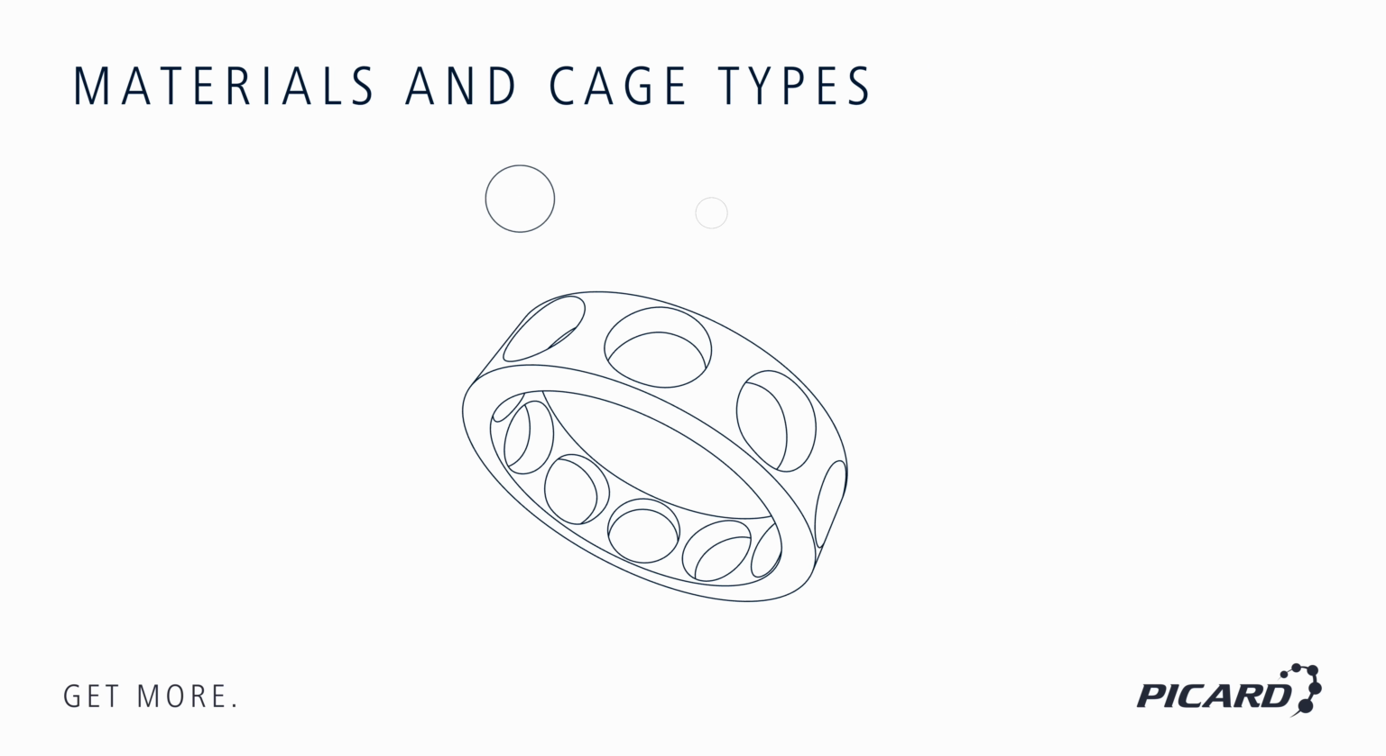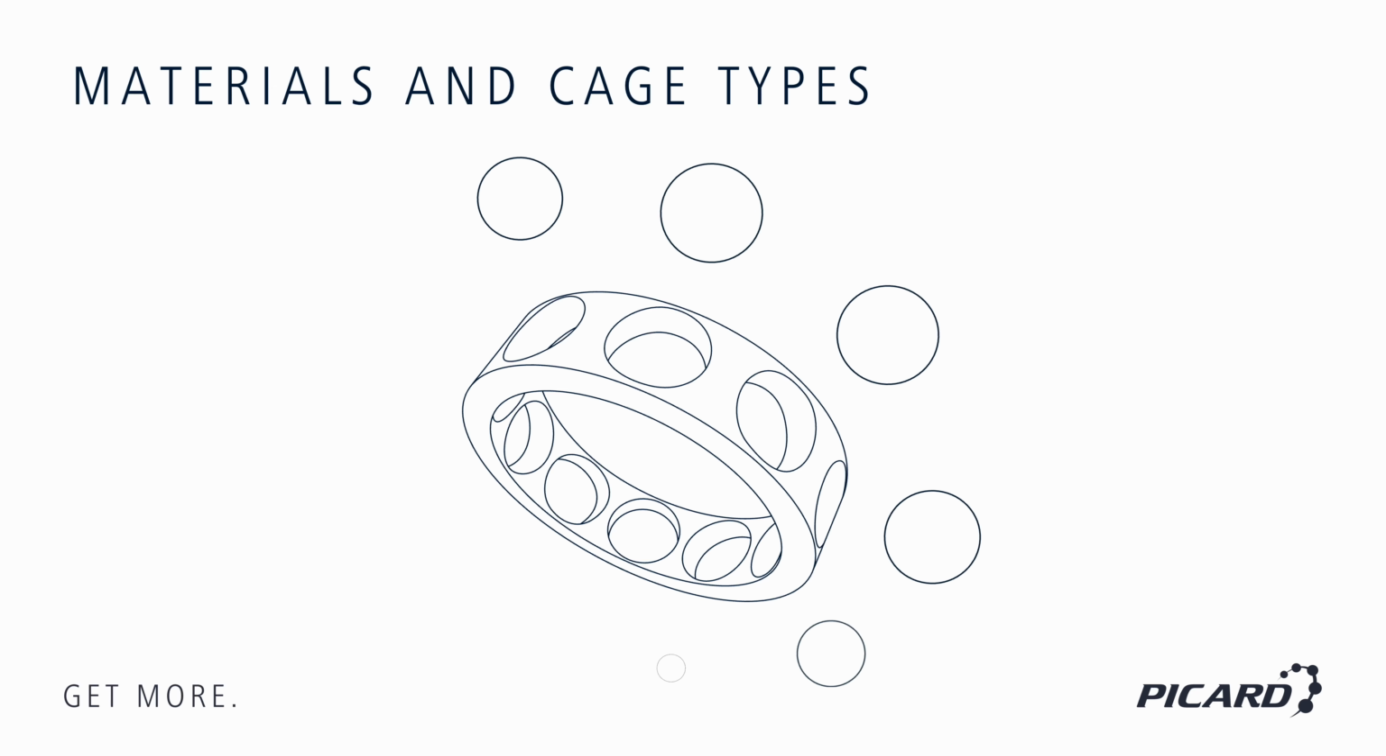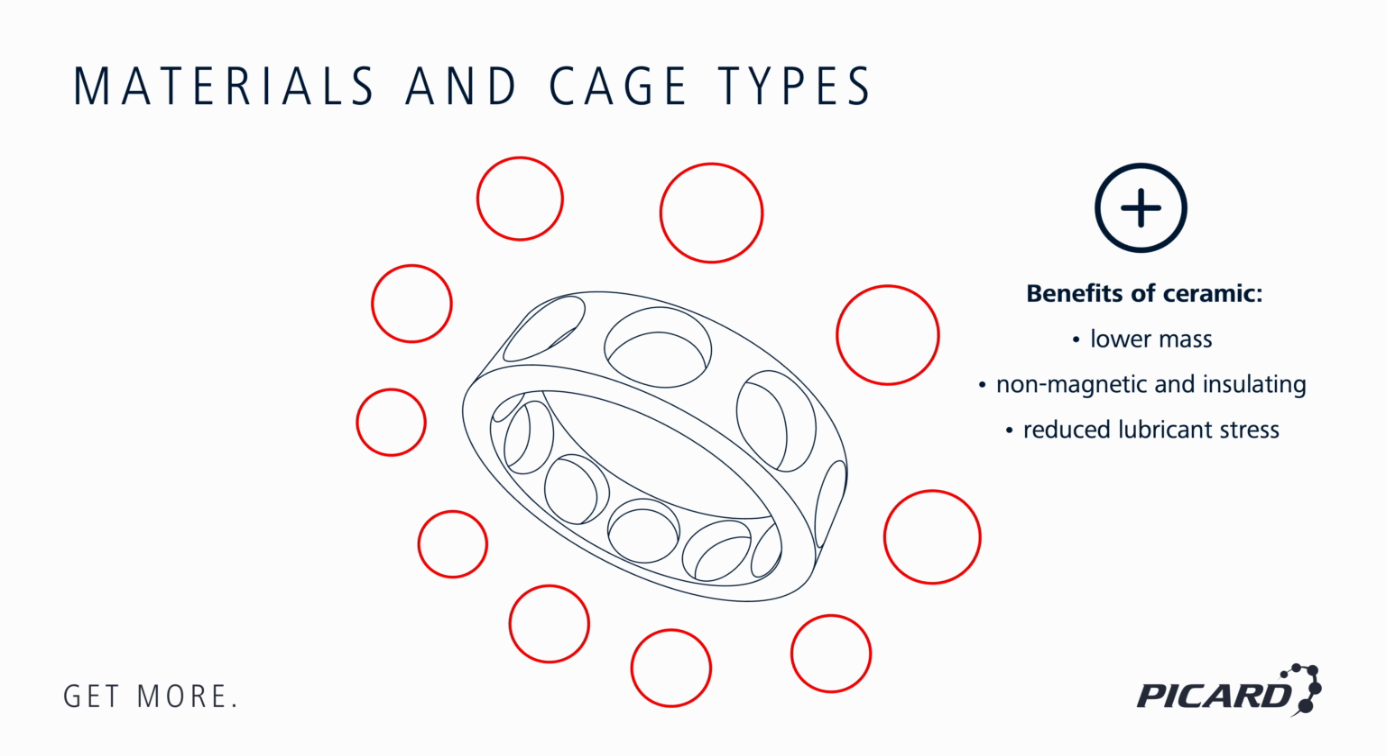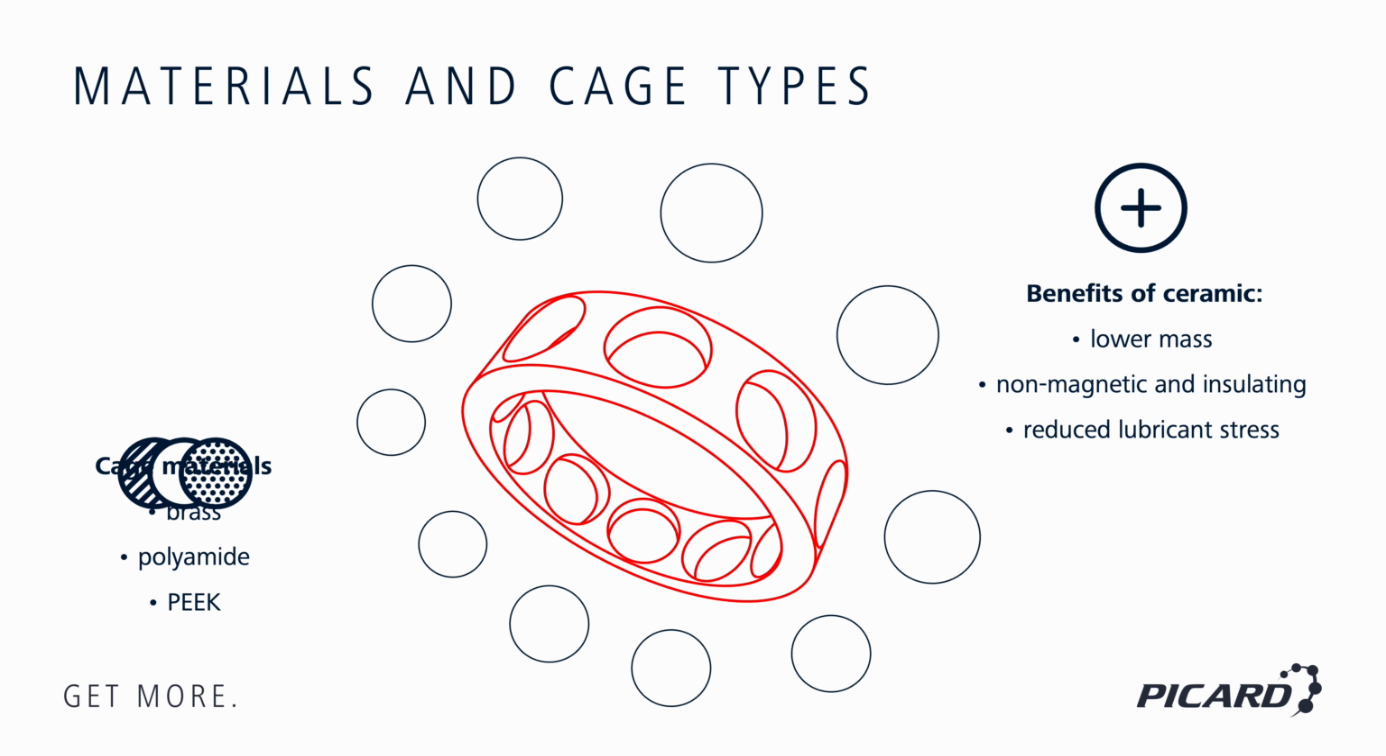Choosing the right material is critical for bearing performance and service life. Rolling elements are usually made from high-grade bearing steel. In hybrid bearings, ceramic balls are used. They're lighter, non-magnetic, electrically insulating, and produce less friction. This results in lower heat generation and enables higher speeds. When it comes to cages, brass and high-performance polymers like PEEK are common, depending on the load and the lubrication conditions.